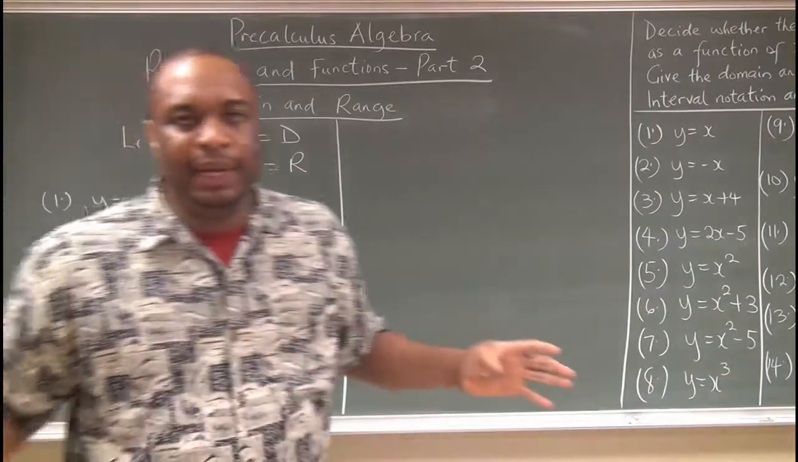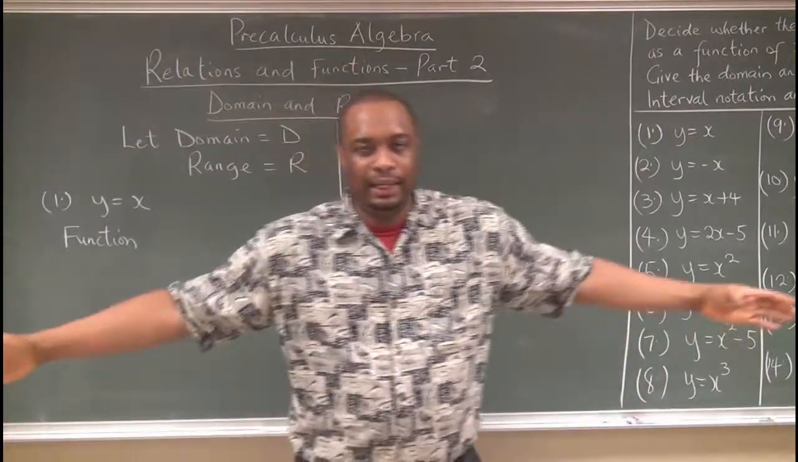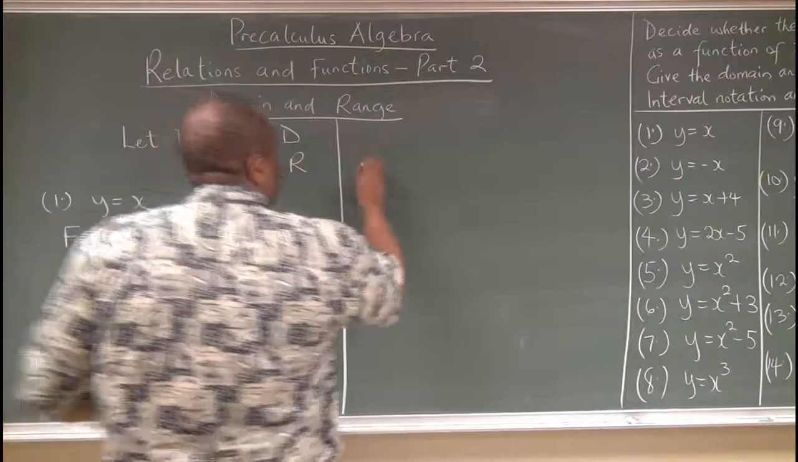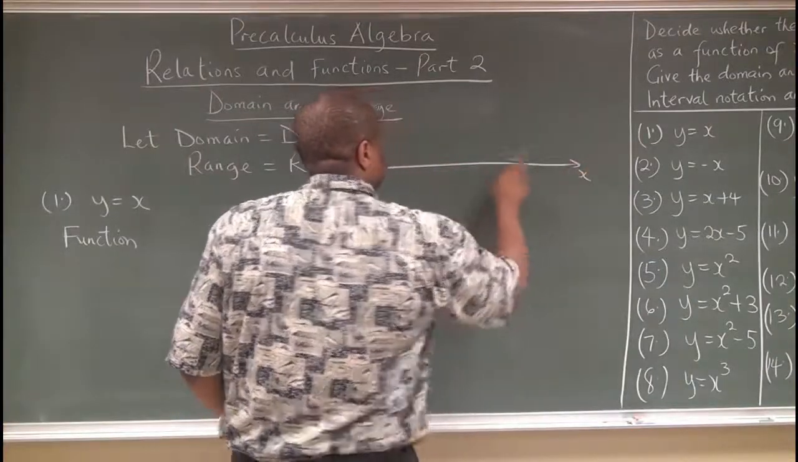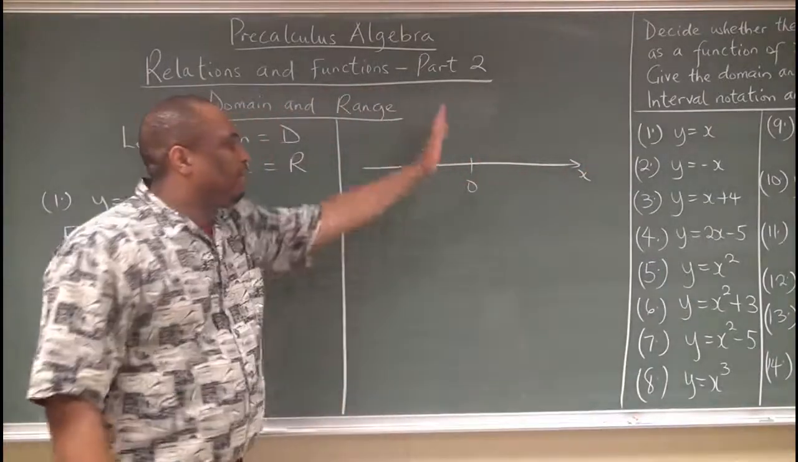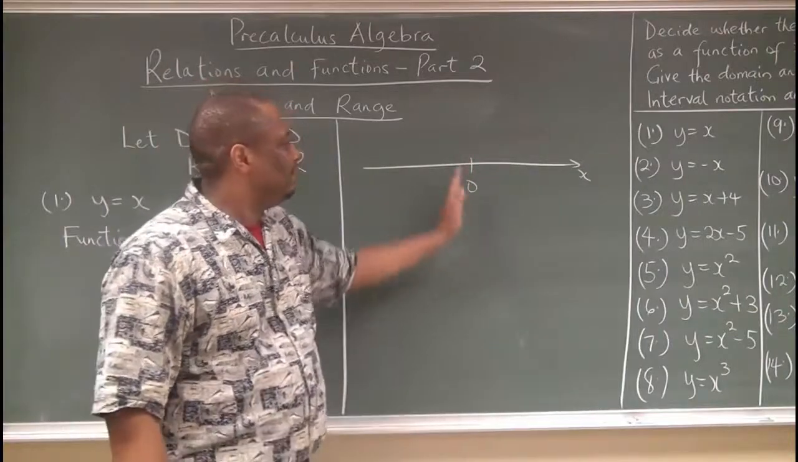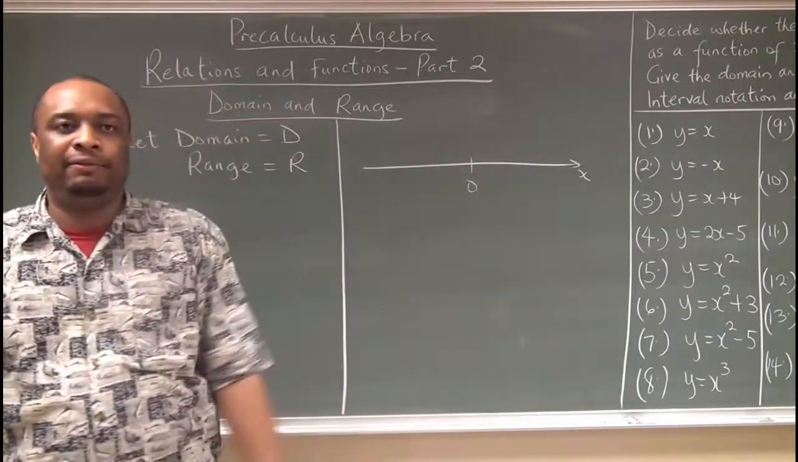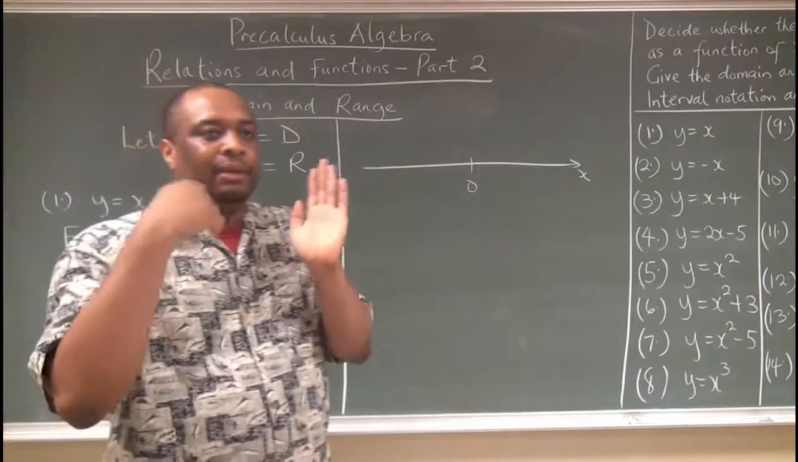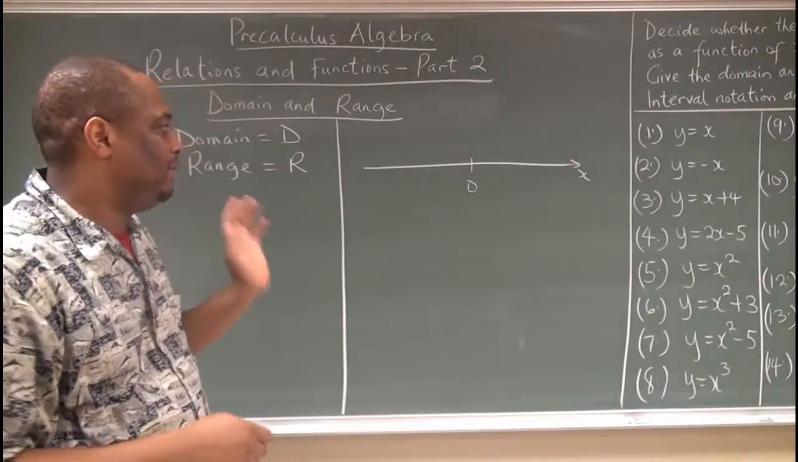Any number on the real plane, in other words, on the number line. Any number on this number line is a real number. 0, of course, is in the center. 0 is neither positive nor negative. Okay, 0 separates the positive numbers from the negative numbers.